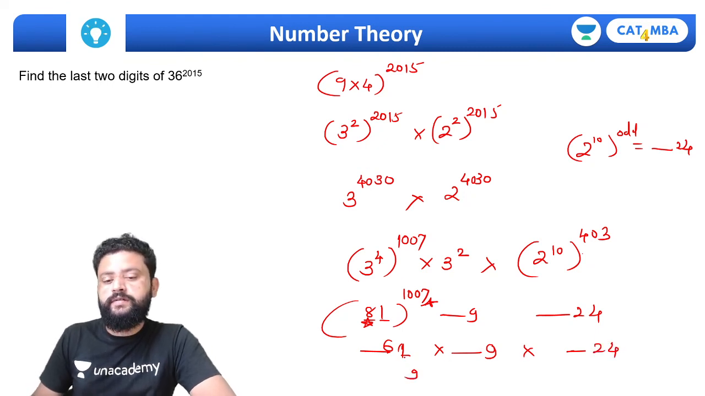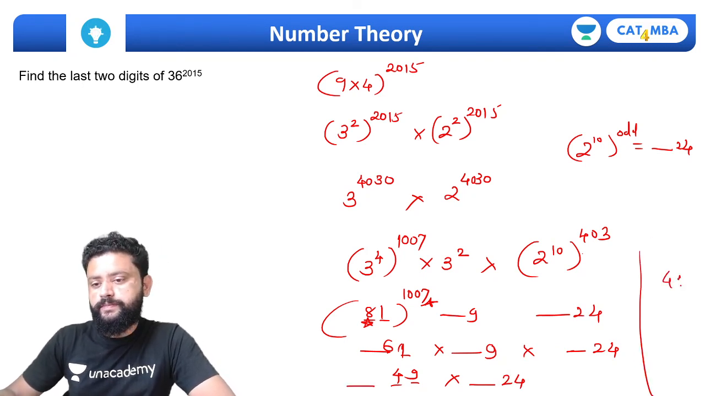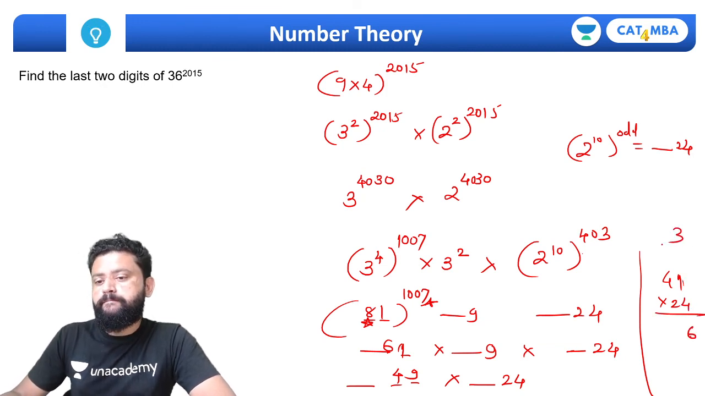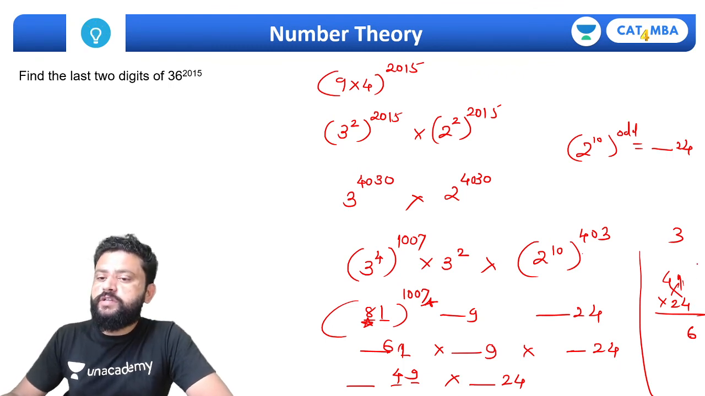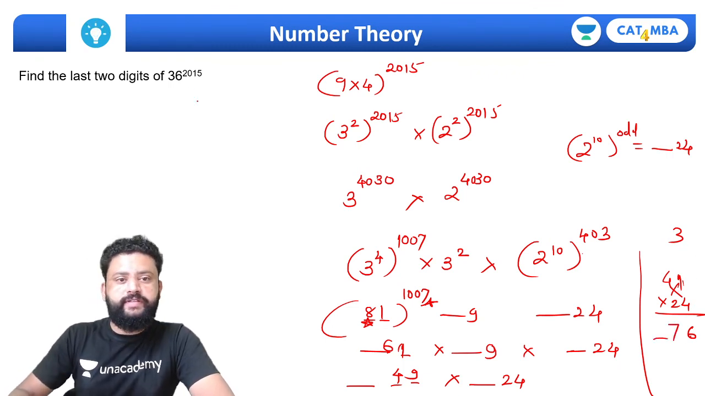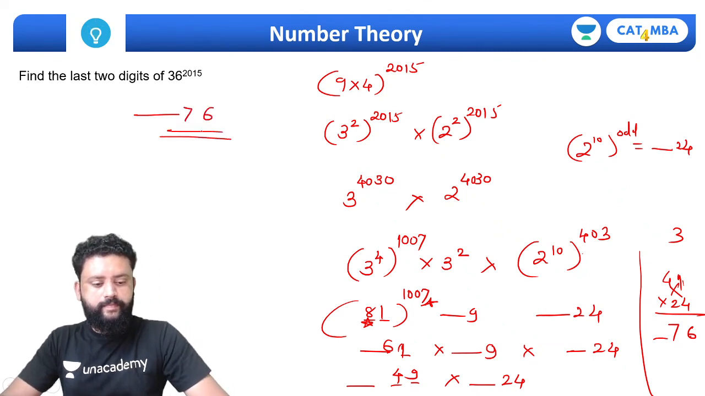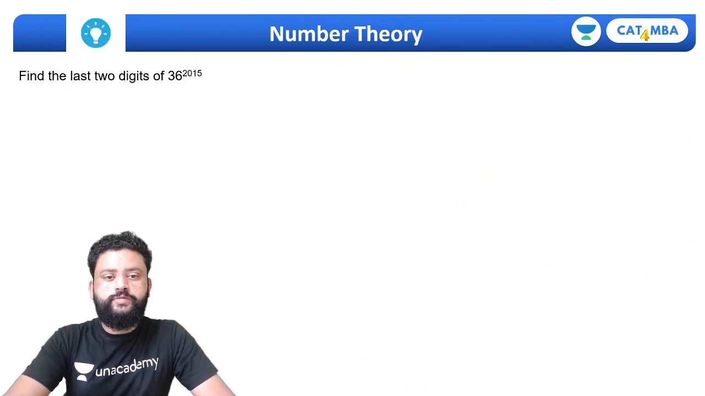9 ones are 9 and 6 are 54. Carry 5. This will be 49 into 24. 49 into 24. Definitely the last digit: 9 4s are 36. Carry 3. 16 plus 18, which is 34, plus 3, 37. So this will end with 76. Let's move to the next.